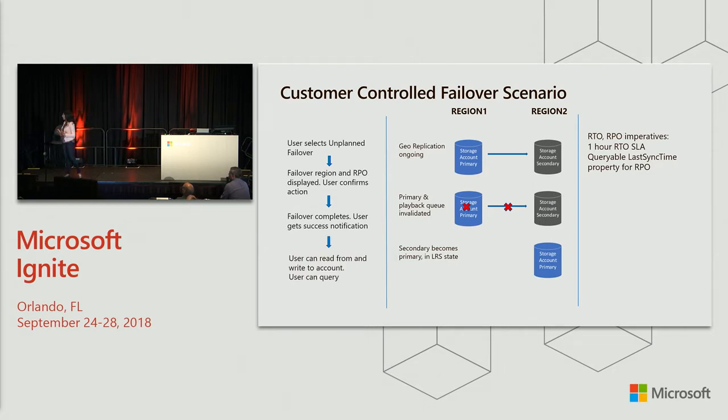So right now we're looking at an RTO of 1 hour, and we also expose the queryable last sync time to essentially let you know how much data you're going to lose. And of course, once you have gone into the LRS mode on your new primary, you can read and write data how you used to before.